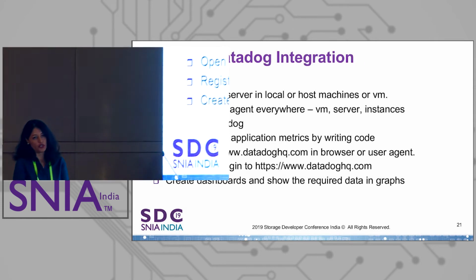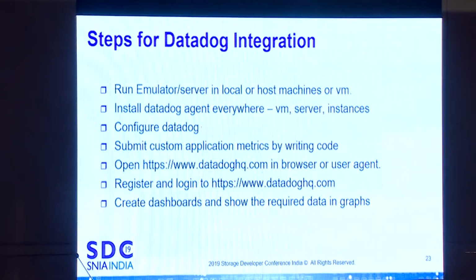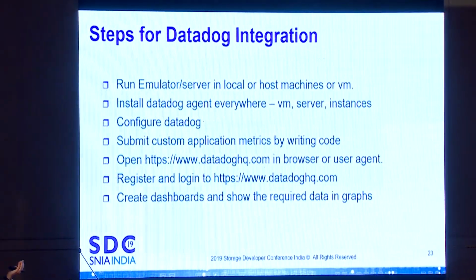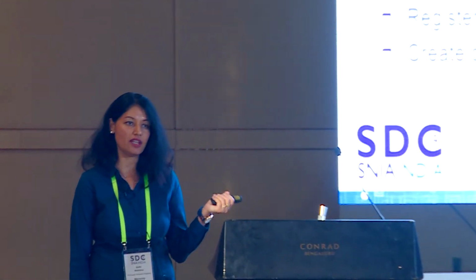Steps for Datadog integration. How do we go about integrating with Datadog? First, we have to start our service. That could be a service, or to start with, you can even use the emulator. You just start the emulator, add this as a service, and then continue. Here I have a service which I have integrated with that. It's a storage service. You install the Datadog agent, and then you need to configure Datadog. You need to create the metrics. These are the custom metrics we are talking about. In your service, what is it that you need to monitor? Here, it's the storage capacity which we have monitored and seen.